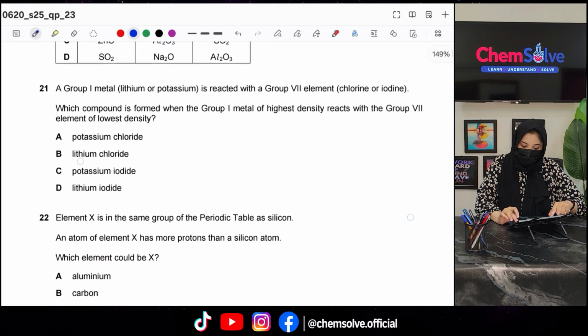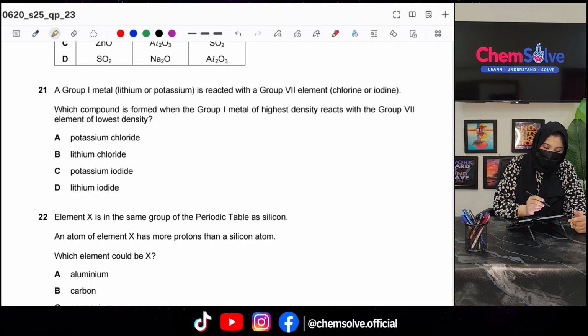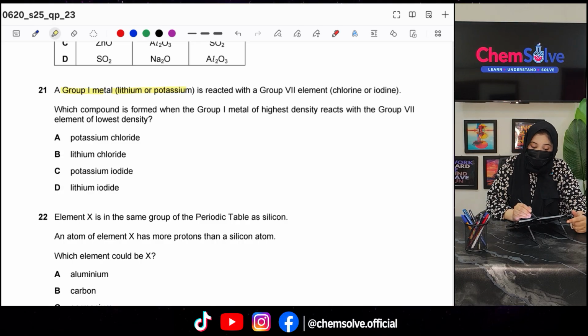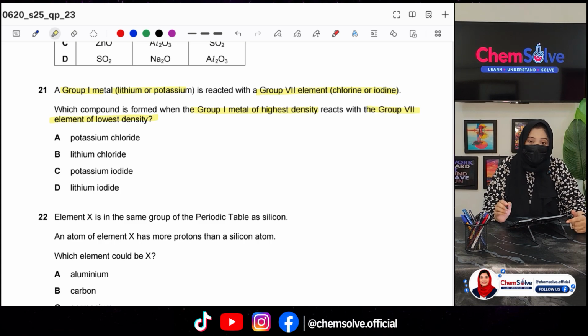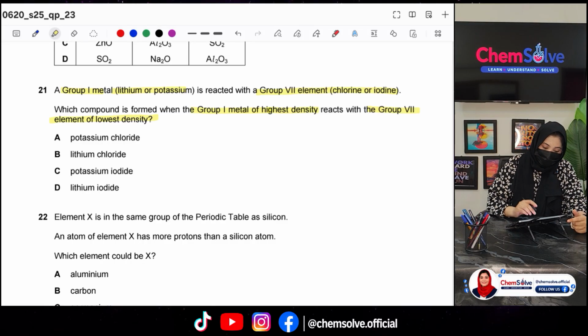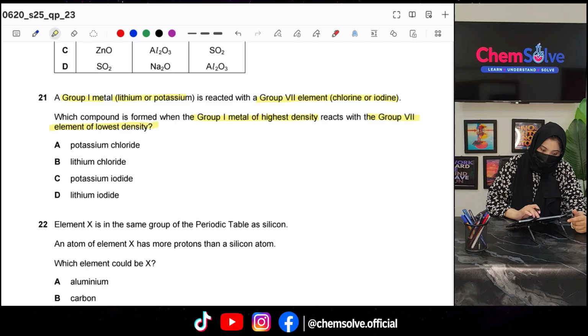So, question number 21 says, group 1 metal lithium or potassium is reacted with group 7 element chlorine or iodine. Which compound is formed when the group 1 metal of the highest density reacts with the group 7 element of the lowest density? So, for that we have to look at the periodic table.